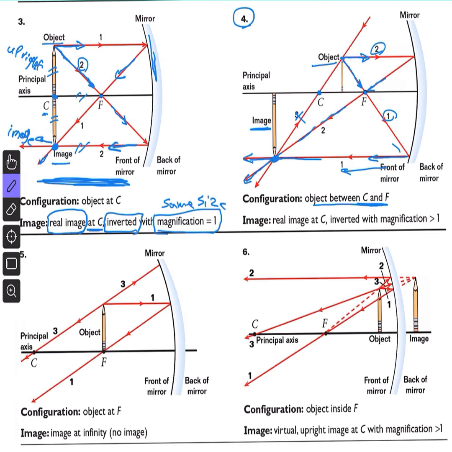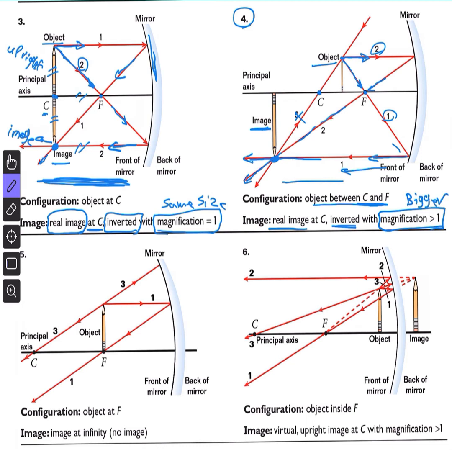Now you tell me, is the image bigger or smaller? Is the image upside down or upright? Is the image real or virtual? Look, because the image is formed in front of the mirror, we call it the real image. Okay? And the image is inverted, right? And we wrote the magnification bigger than 1. Bigger than 1 means the image is bigger. Bigger than what? Bigger than the object.